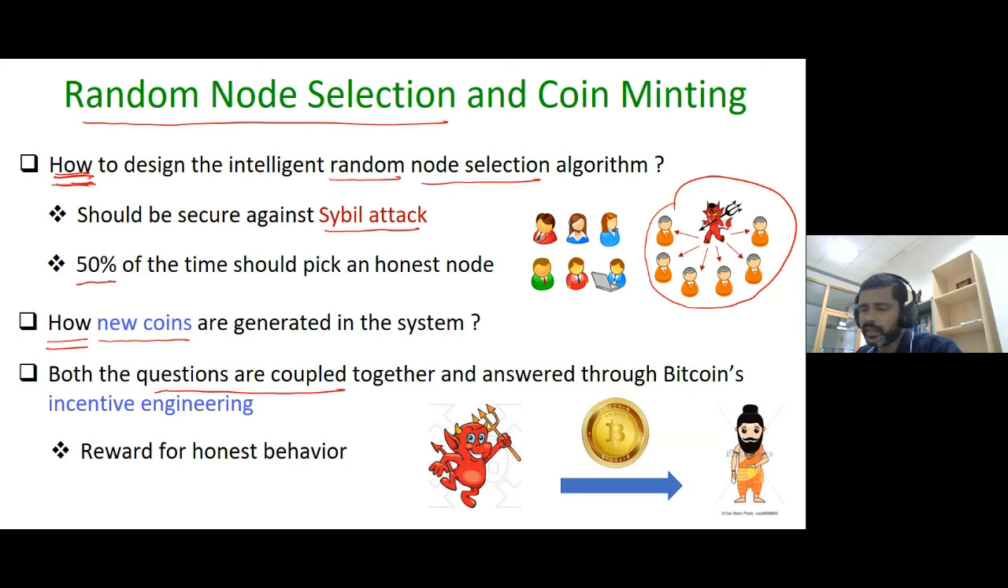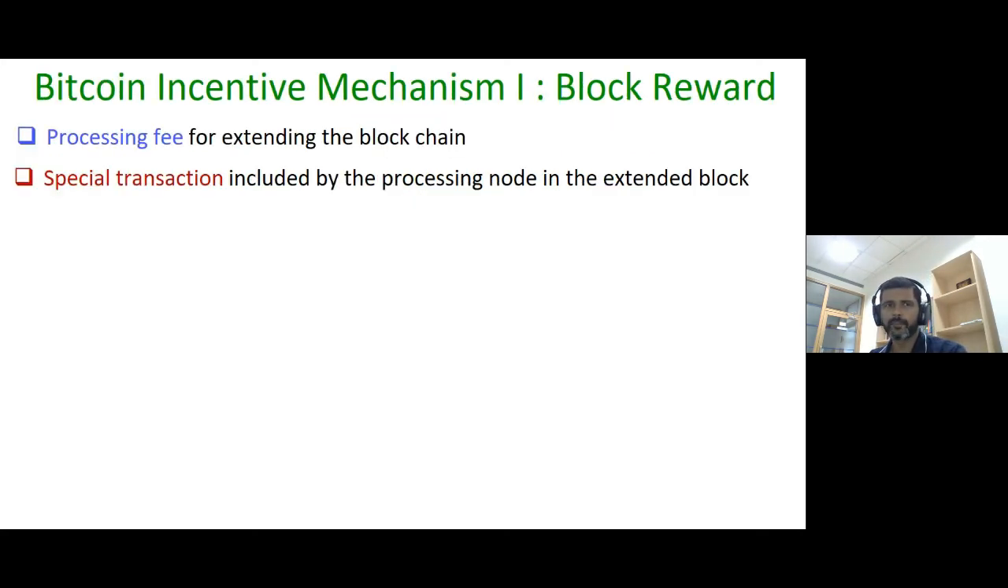Basically, we create a situation where even the potentially bad nodes are rewarded for honest behavior. And if we create a situation where bad nodes are rewarded for honest behavior, then that automatically deters even a potentially bad guy from misbehaving during this random node selection, right? That means it forces a bad guy to behave like a good guy.